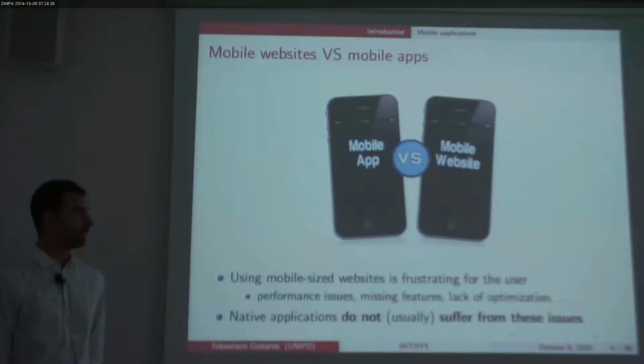First of all, mobile web service providers wanted their users to be able to use the service by giving them a mobile-tailored version of the website. But this approach came with a lot of disadvantages. For example, there were performance issues. Usually the mobile website had a subset of the original features of the desktop website. And also the lack of optimization made the experience completely awful. Native applications usually do not suffer from these issues, so they were the way to go.